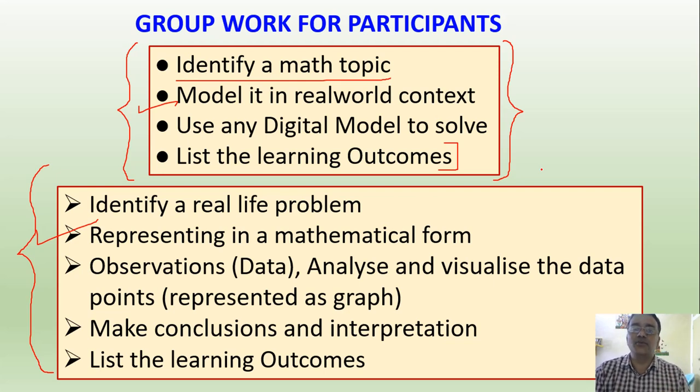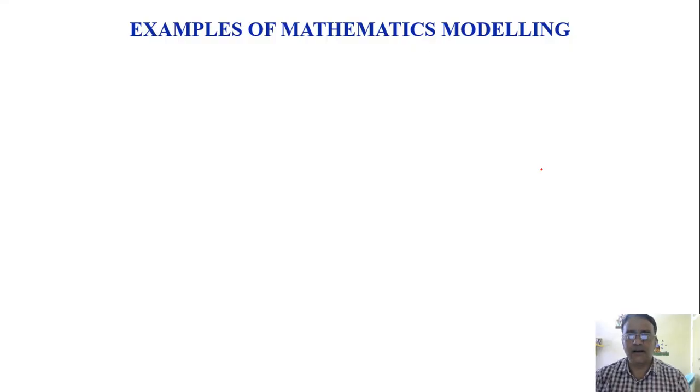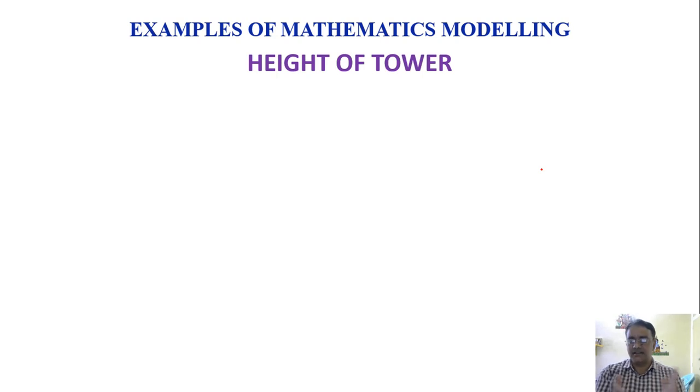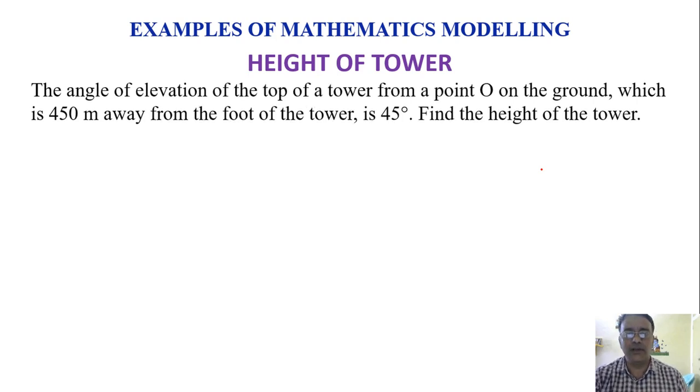In that real life situation, we have to do the mathematical modeling by following the process which sir has shown. I will show one more example, the height and distance example, the height of a tower, which you have already done in class 10. So how can that question be done using the mathematical modeling process? This is the question: the angle of elevation of the top of a tower from a point O on the ground, which is 450 meters away from the foot of the tower, is 45 degrees.